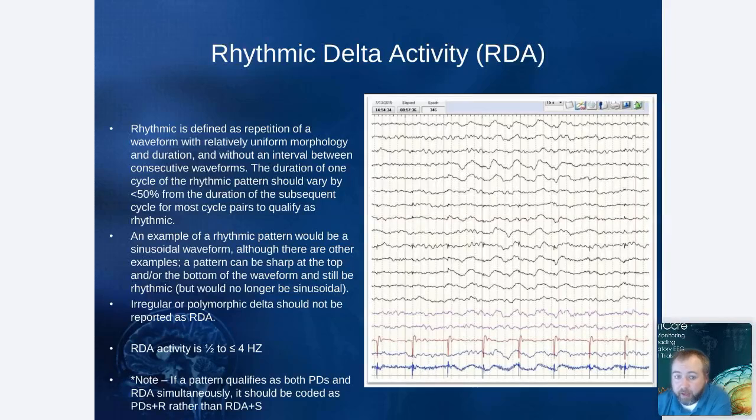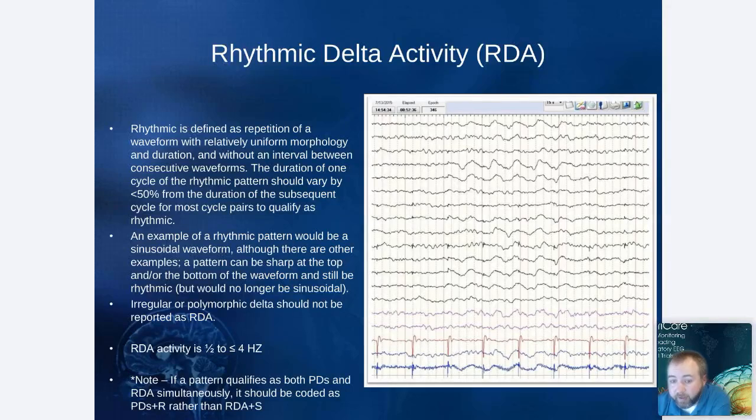Rhythmic delta activity. Rhythmic is defined as repetition of a waveform with a relatively uniform morphology and duration, and without an interval between consecutive waveforms. So rhythmic is actually defined. When you have a pattern, you can't just say it's kind of rhythmic or it looks a little rhythmic. There is actually a definition of rhythmic. An example of a rhythmic pattern would be a sinusoidal waveform. Although there are other examples, a pattern can be sharp at the top or at the bottom and still be considered rhythmic, although it wouldn't be sinusoidal anymore.